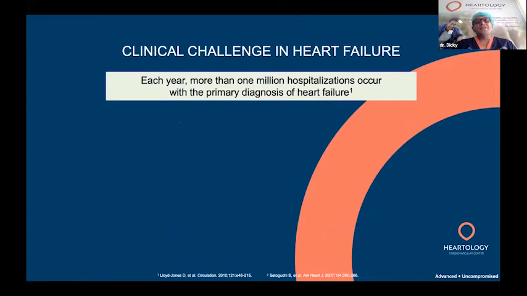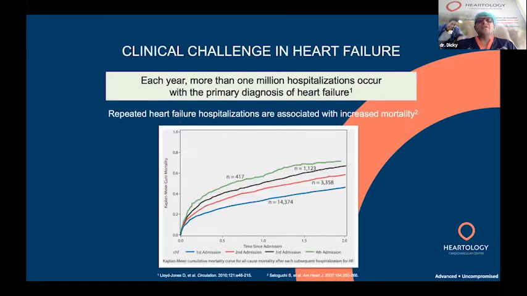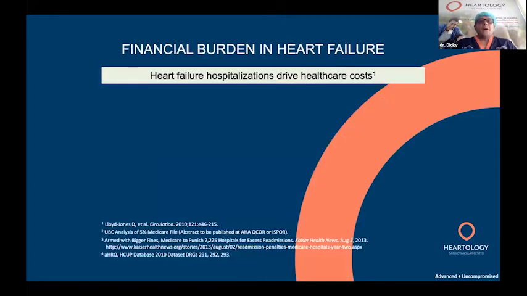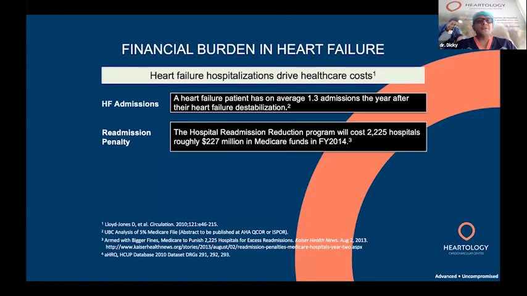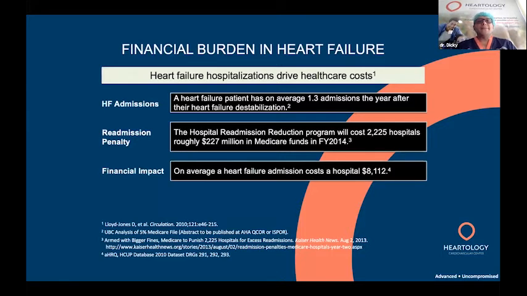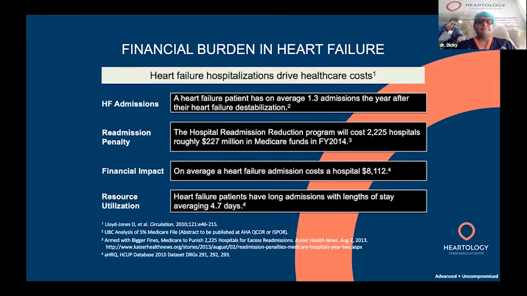And there are clinical challenges in heart failure. The hospitalization increases more and more after the primary diagnosis of heart failure, and repeated heart failure hospitalizations are associated with increased mortality. Of course, the financial burden of heart failure is also quite high, especially the repeated hospitalizations drive the healthcare costs. And this impacts on the healthcare. And the average length of stay is up to 5 days in most patients with heart failure.